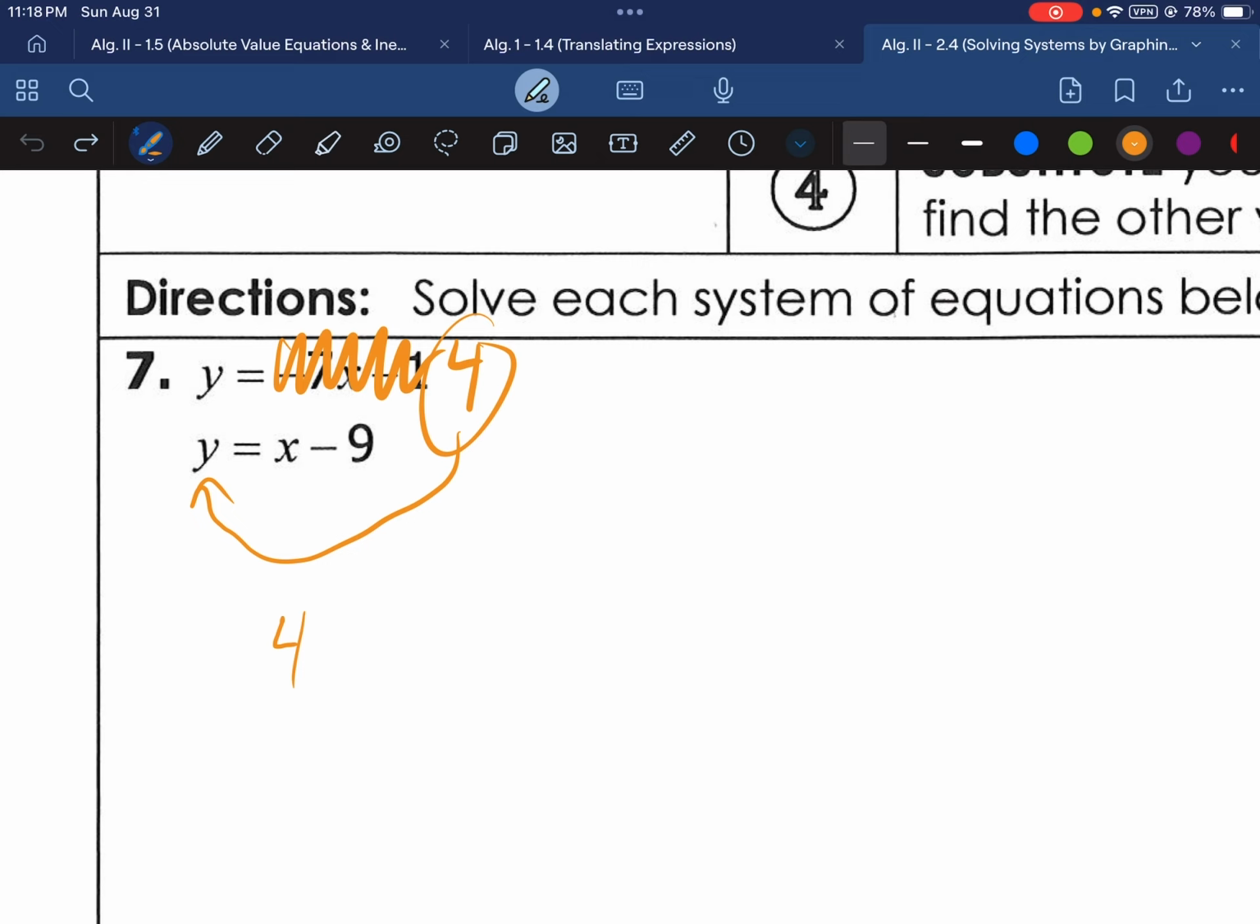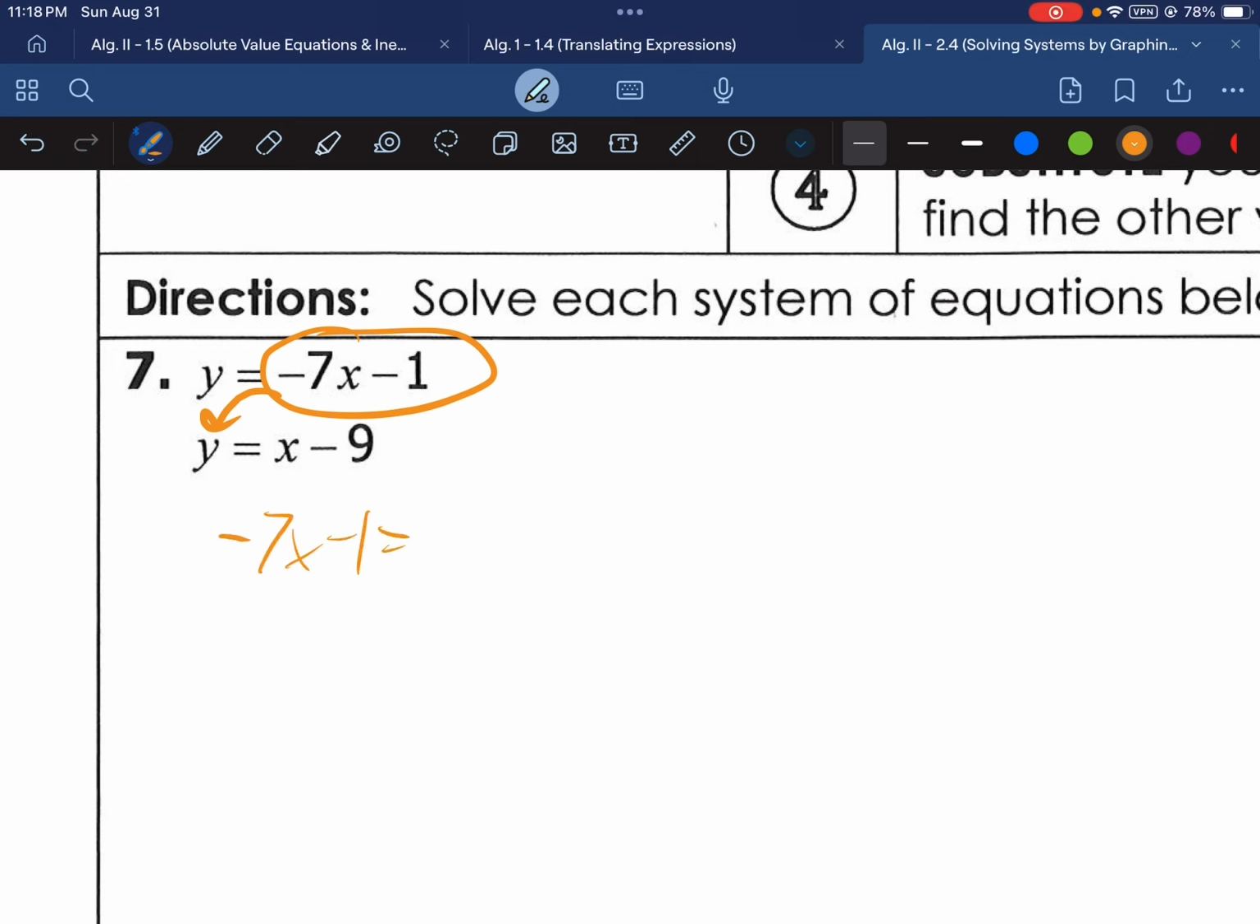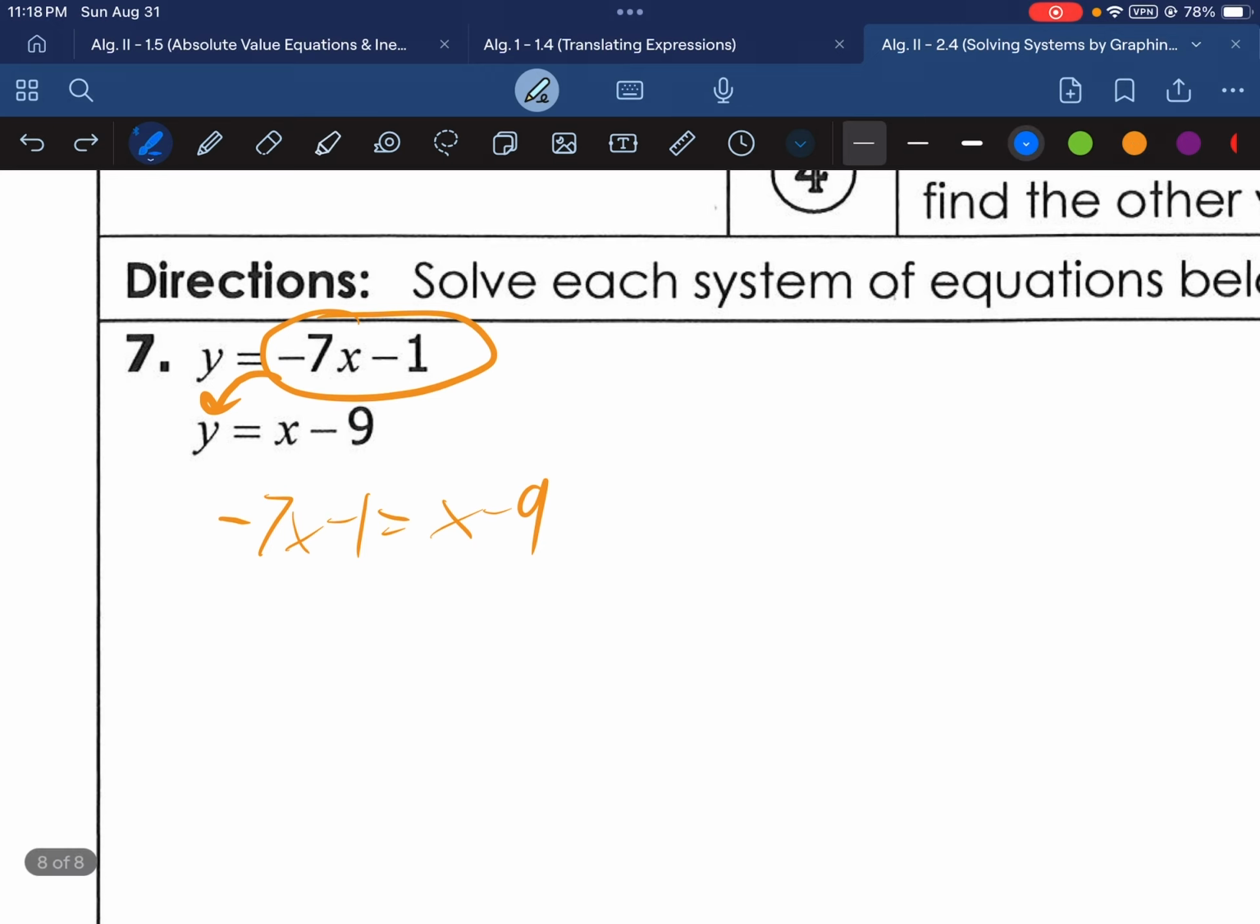And so similarly, we're going to substitute this entire thing, negative 7x minus 1, since that's equal to y, and we're going to put that in for y. And so we're going to rewrite the second equation, but except for y, we're going to write what y is equal to in the other equation, negative 7x minus 1. So we're going to put negative 7x minus 1 equals x minus 9, replacing that y on the left-hand side in this second equation with whatever y equaled in the first equation. And so here now we get an equation that we can solve.